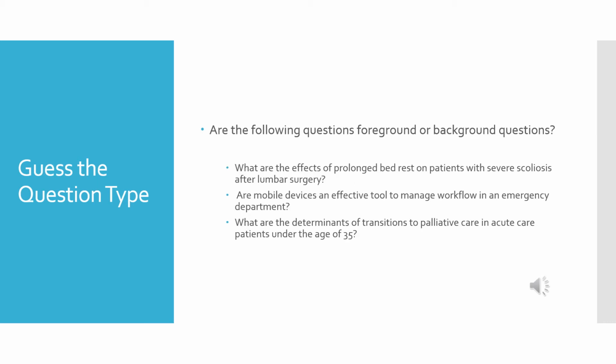If you want to go ahead and read these sentences and decide if it is a background or a foreground question, I'll go ahead and read the first one. What are the effects of prolonged bed rest on patients with severe scoliosis and lumbar surgery? So if you just take a second, you can almost instantly tell that that is a lot more specific than the previous slide. So if you guessed that these are foreground questions, then you are correct. They're a little bit more in-depth. They're a lot more specific.